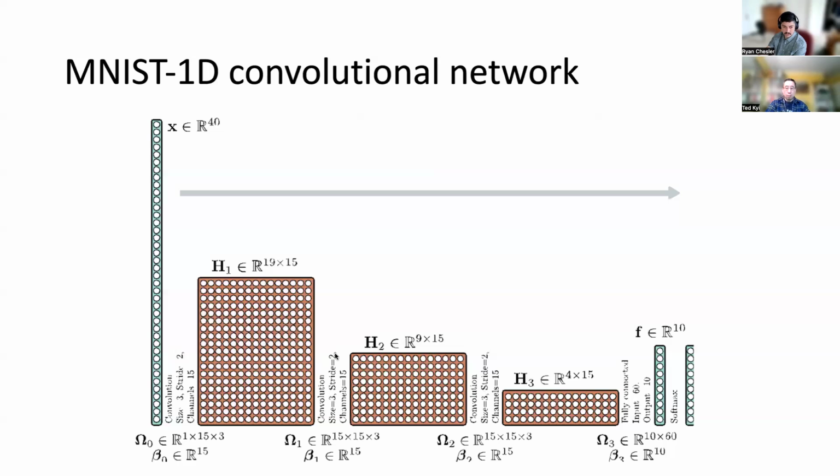So size 3, stride 2, channels 15 again. This reduces it down again. And then we do the same thing. So now we're down to 4. And then we can just flatten this to be 60. And then we do a fully connected layer here. And then a softmax at the end to do our classification, just down to 10 outputs.